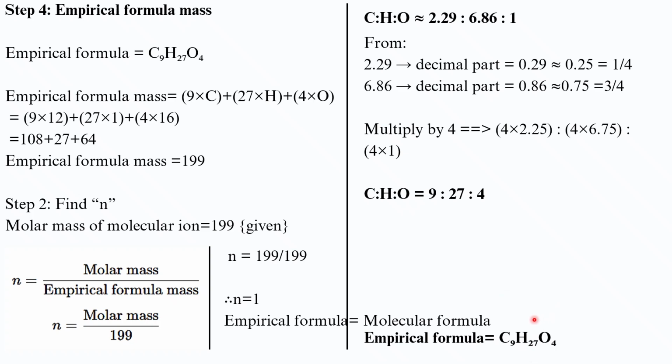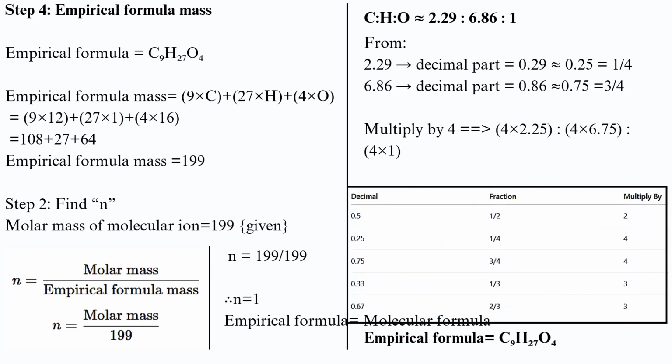Once I have determined my empirical formula, I will directly calculate its empirical formula mass, and then I will calculate the value of n using the formula. From this formula I have calculated the value of n, which is equal to 1. If your value of n is exactly equal to 1, this means your empirical formula is exactly equal to the molecular formula. Suppose there is some other number, then you are expected to multiply it with the empirical formula. So this is how you are going to solve the question.